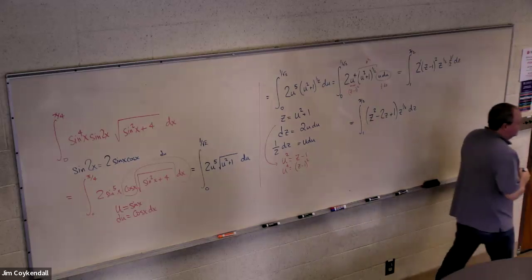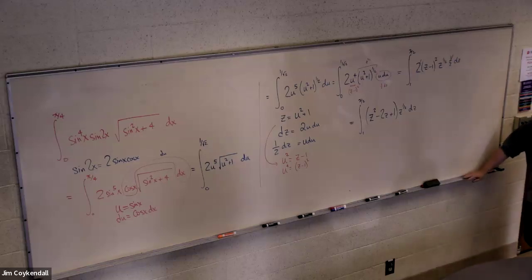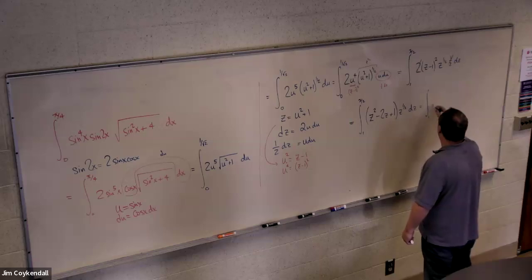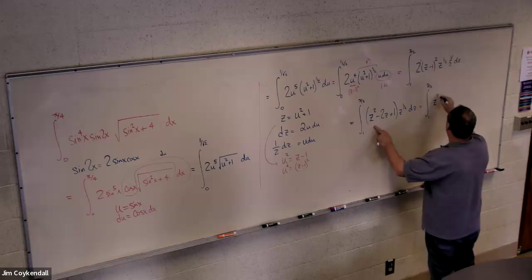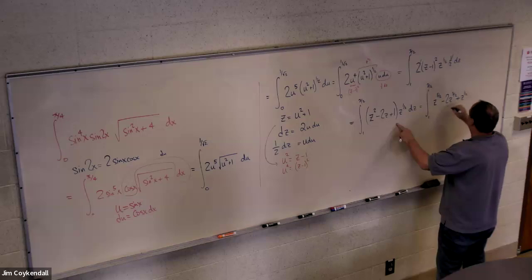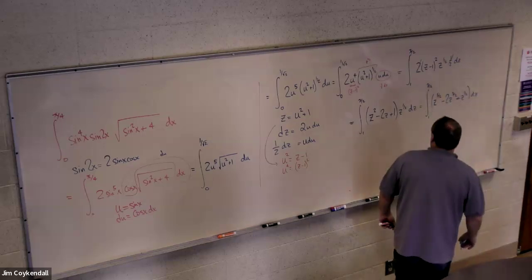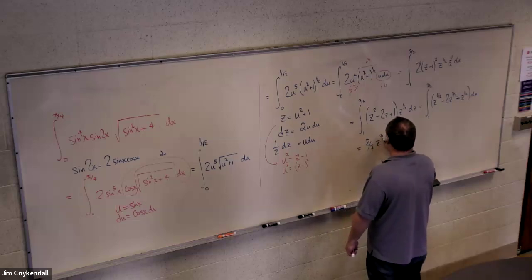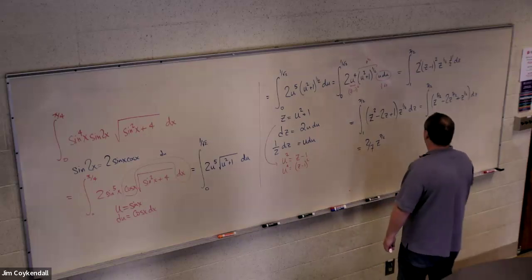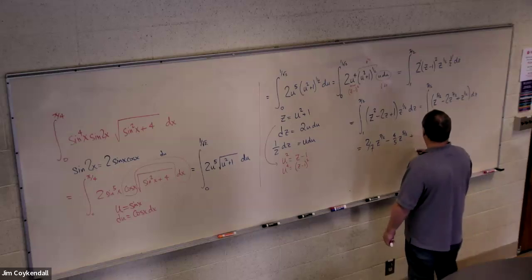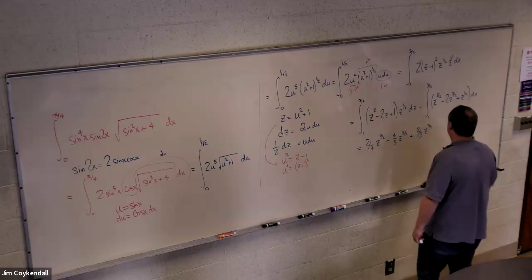Now, almost got it. What's the general strategy? Right. There's nothing to do but multiply through and integrate. So this is going to be z to the 5/2 minus 2z to the 3/2 plus z to the 1/2. And this is obnoxious, but at least I can do it. This is 2/7 z to the 7/2 minus 4/5 z to the 5/2 plus 2/3 z to the 3/2.